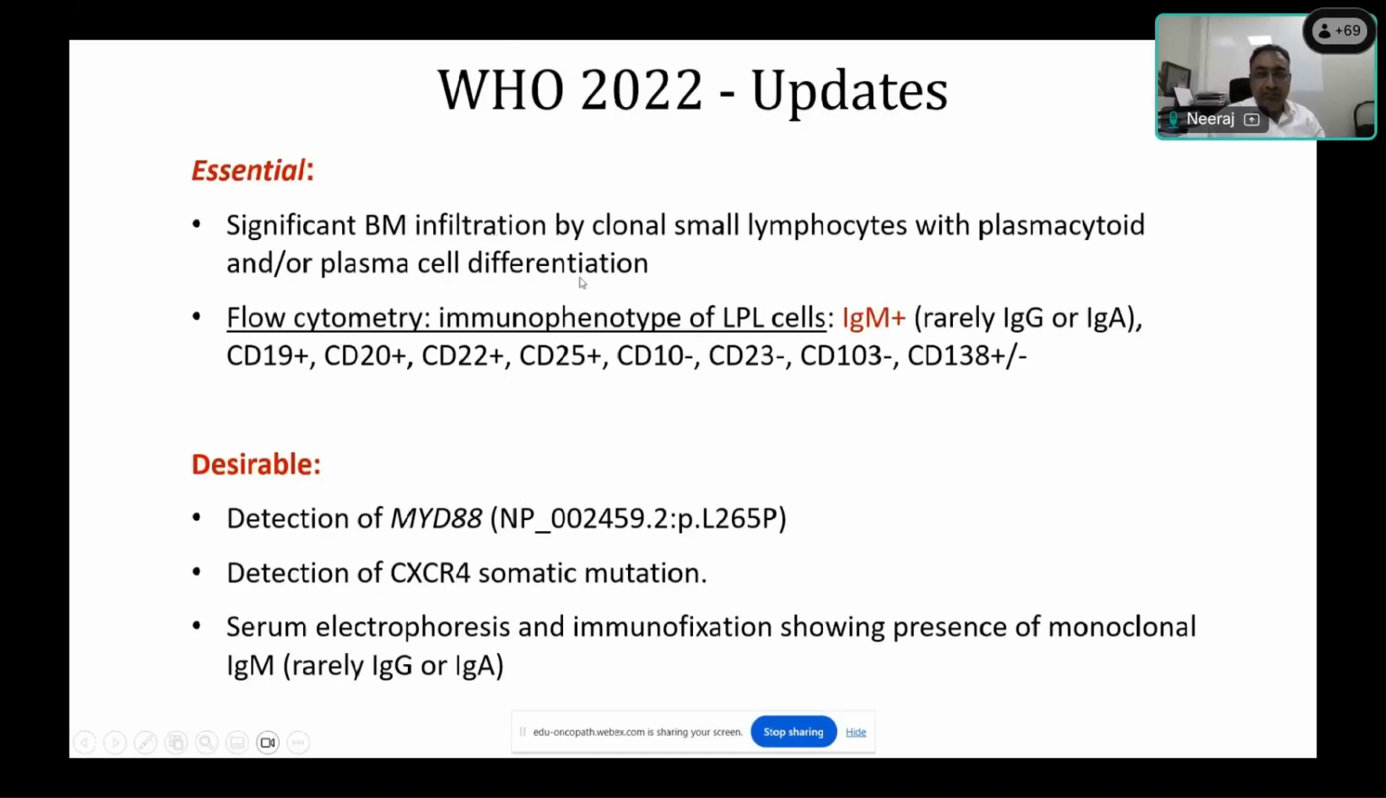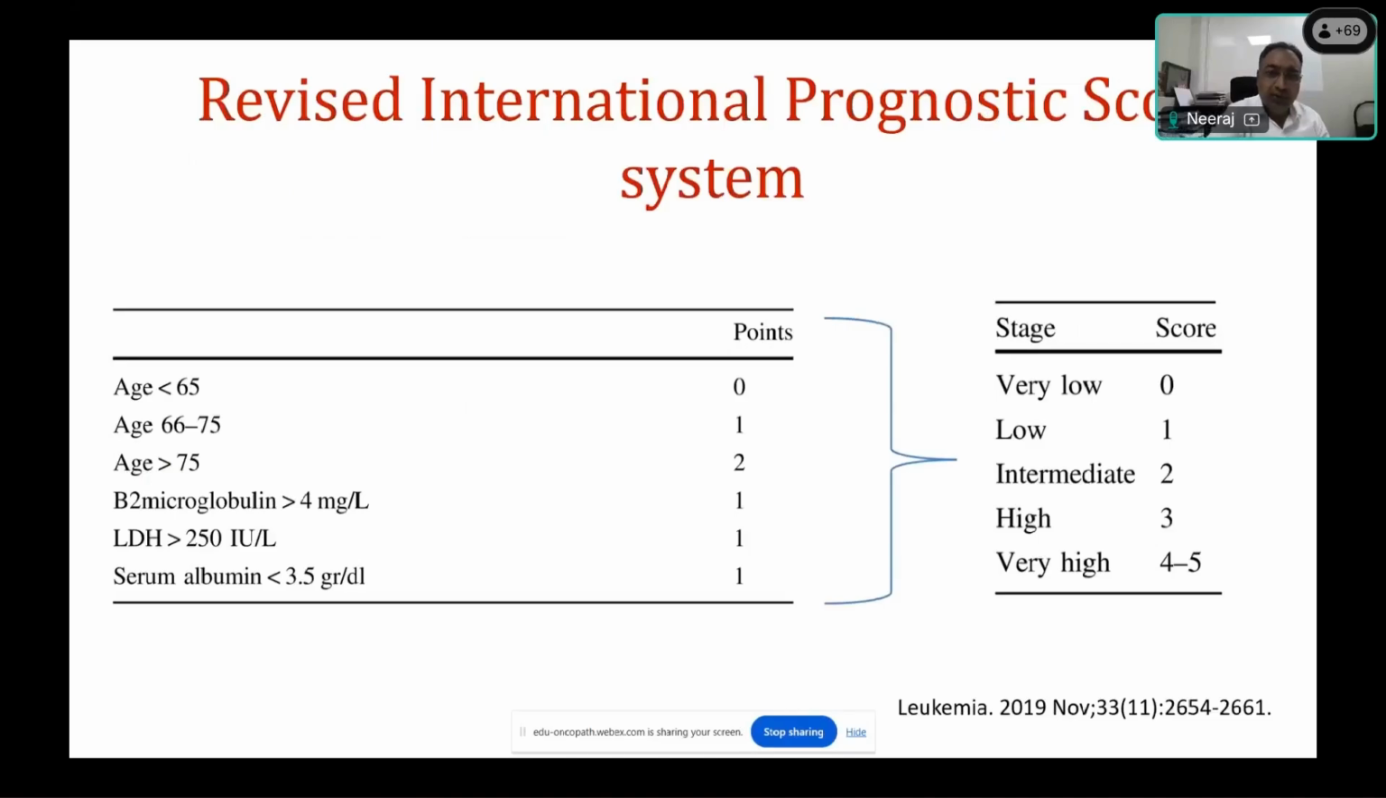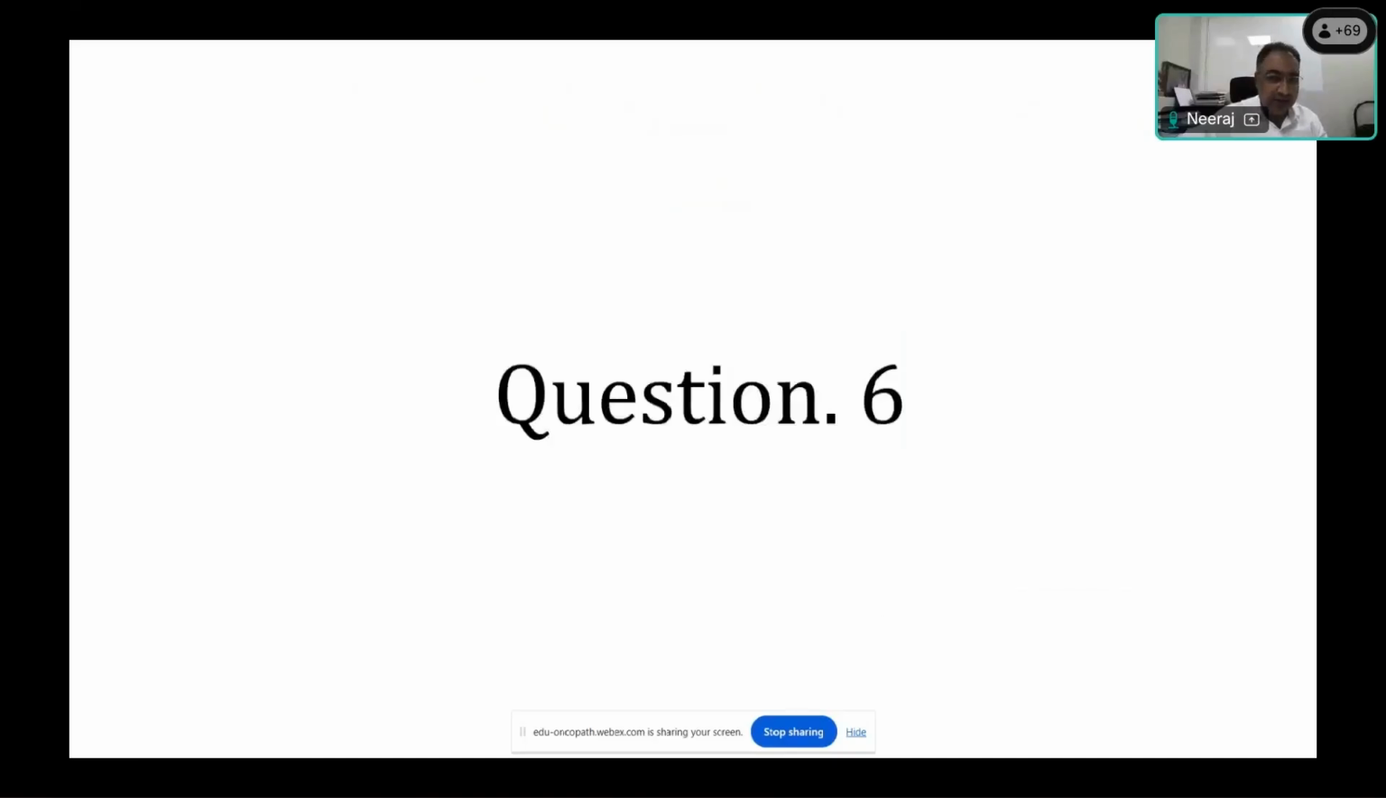So these are some of the updates from the WHO 2022. Prashant, you want to take this 2 slides further? There is another revised IPI scoring system based on this, where you are able to risk stratify your Waldenström. Age, beta 2 microglobulin, LDH, and albumin help you risk stratify.